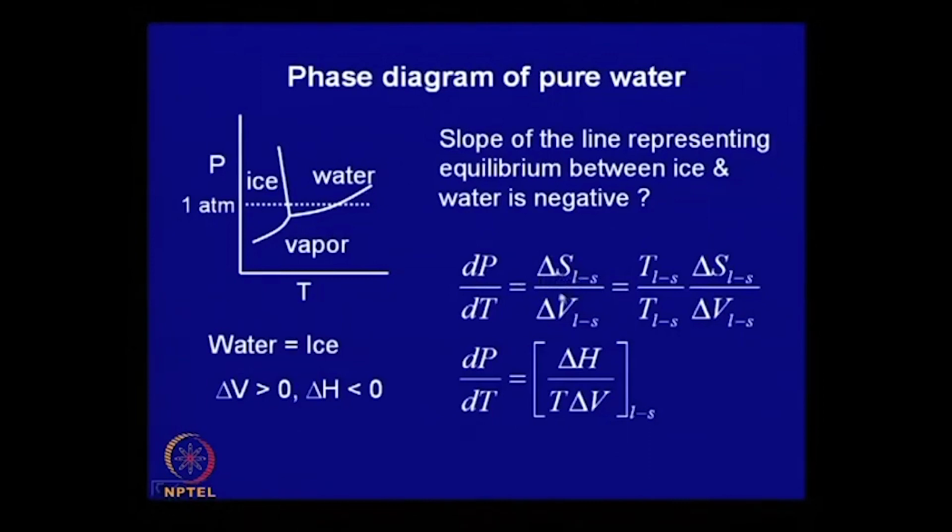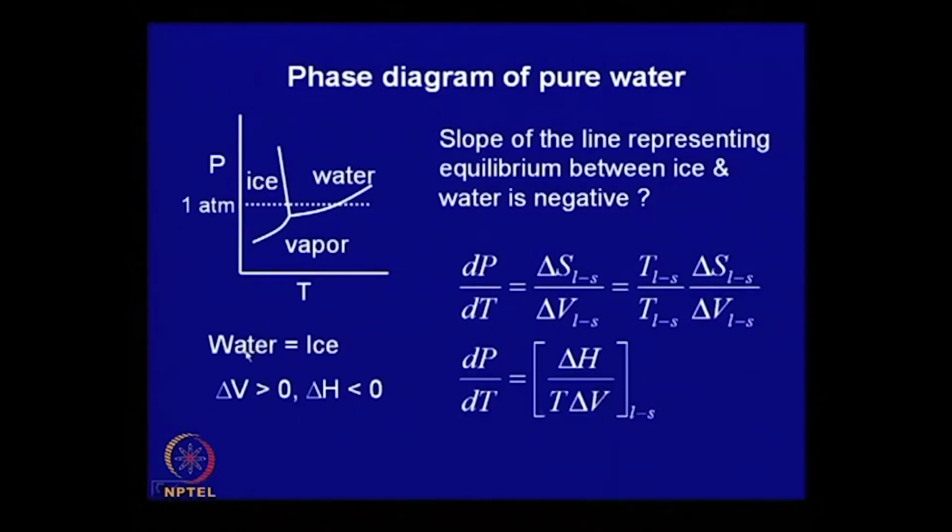over delta V, that is change in entropy over change in volume, and you can multiply both numerator and denominator by the freezing temperature or melting point in degree Kelvin, that is T times delta S, and this is an energy which is enthalpy. That is the enthalpy, that is you can say this is the latent heat of transformation.